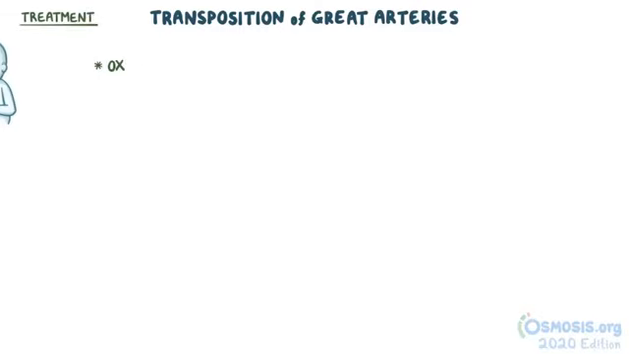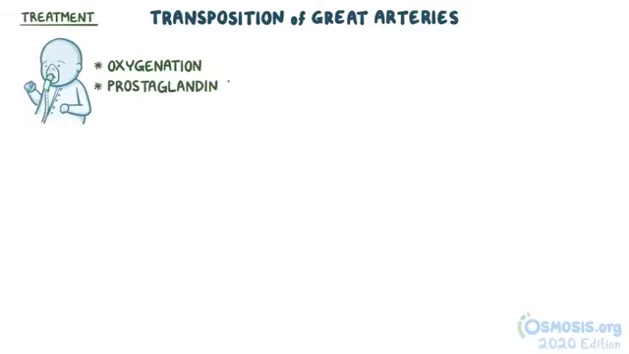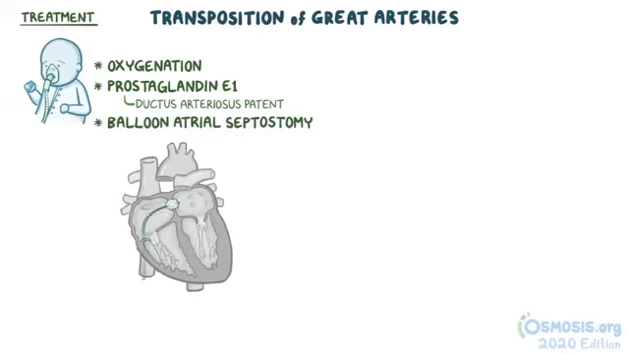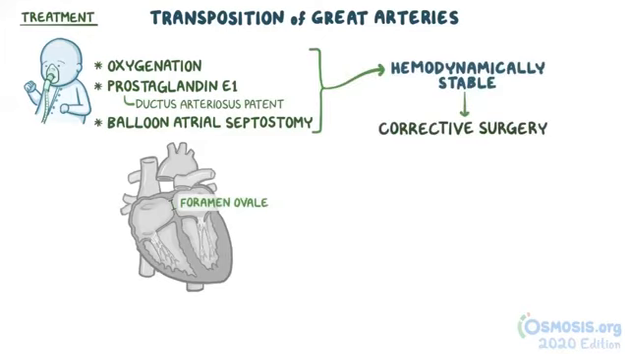Treatment begins with adequate oxygenation, prostaglandin E1 administration, which stabilizes the individual by attempting to keep the ductus arteriosus patent, and balloon atrial septostomy, which enlarges a naturally occurring hole in the foramen ovale between the left and right atria. Once the individual is hemodynamically stable, corrective surgery can be performed.